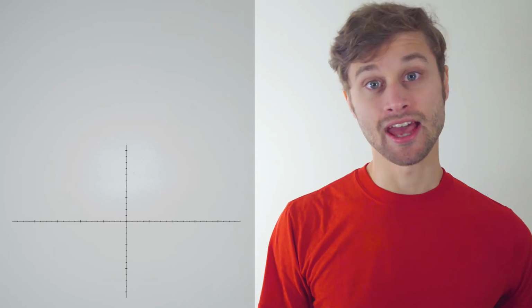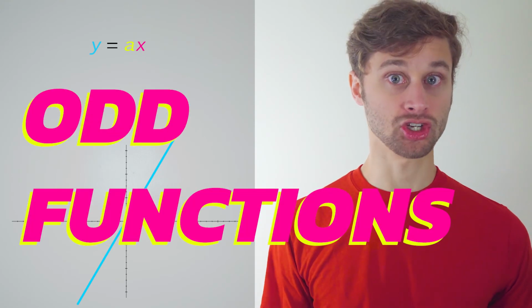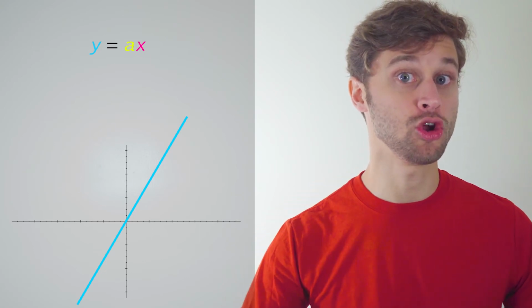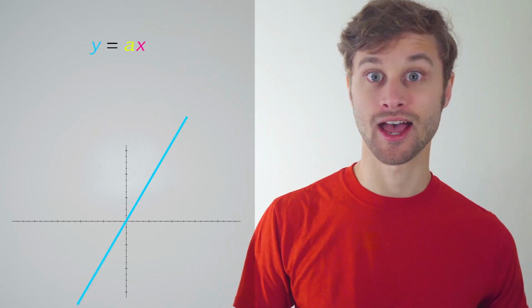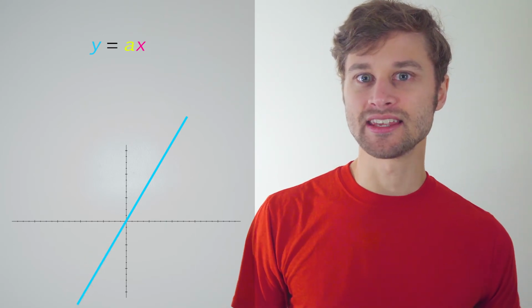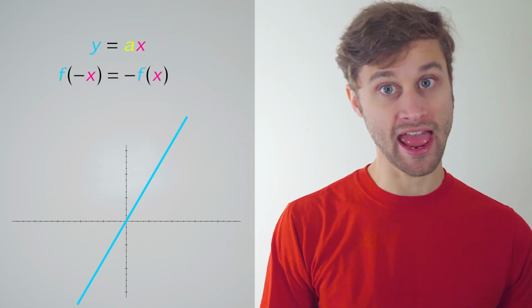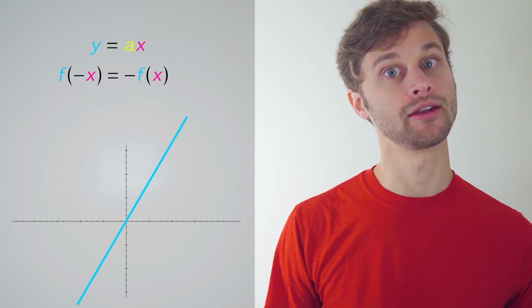Finally, the parent function and all linear functions of the form y is equal to ax are something called odd functions. They have odd symmetry. This means that the function is symmetric across the origin. If I flip the function across the origin, then I get the other side of the function. The other way to put this in special math speak is that f of negative x is equal to negative f of x. If a function has this sort of relationship, then it is said to be an odd function. We'll talk about odd and even functions in later videos, but for now, linear functions of this form can always be said to be odd.